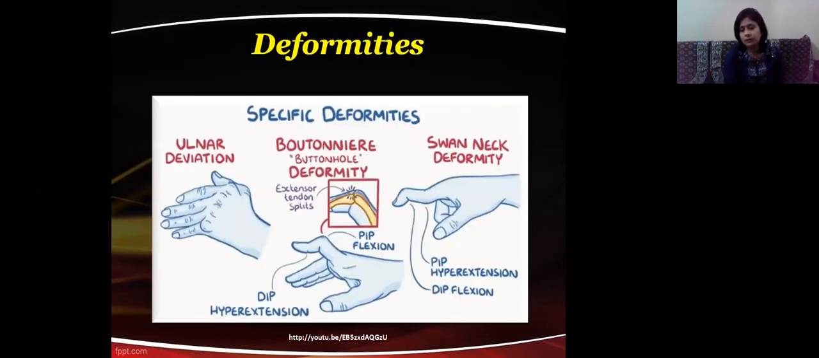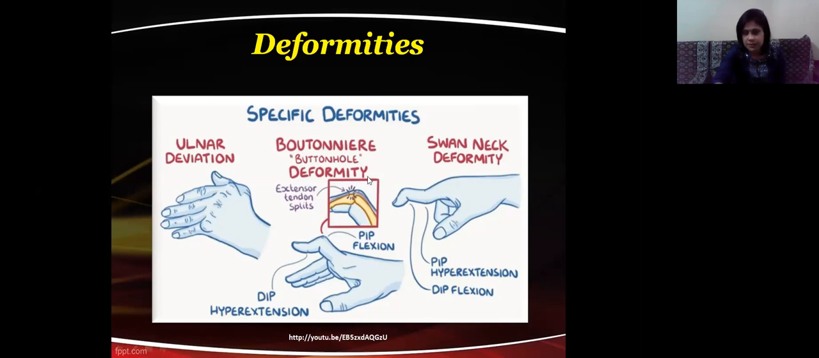Now, if we talk about deformities which take place in the hands, there will be ulnar deviation. So these fingers will be deviated towards the ulnar end. Here you can see this is the ulnar deviation of fingers.